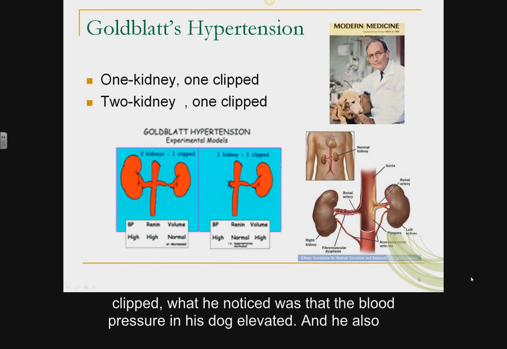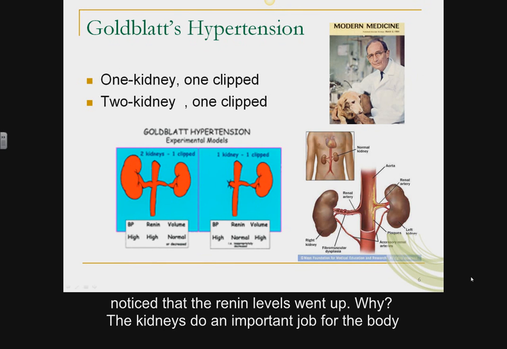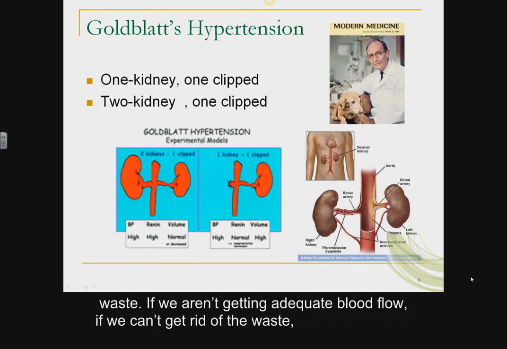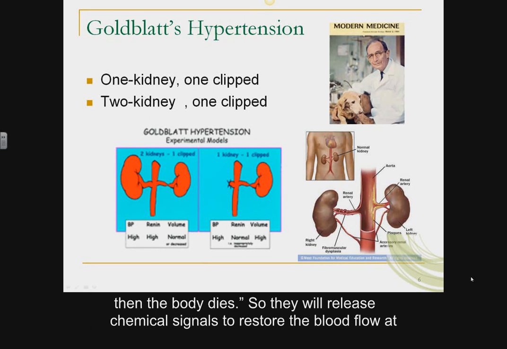Why? The kidneys do an important job for the body, and if they could talk, they would say, you know what? We filter the blood. We remove the waste. If we aren't getting adequate blood flow, if we can't rid of the waste, then the body dies. So they will release chemical signals to restore the blood flow at whatever cost.